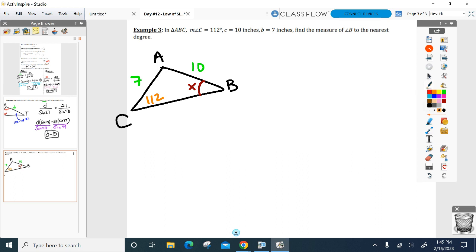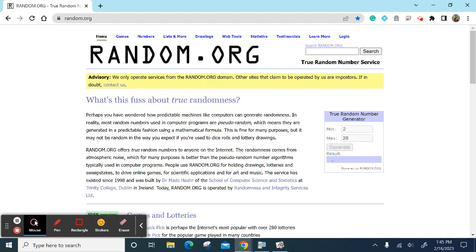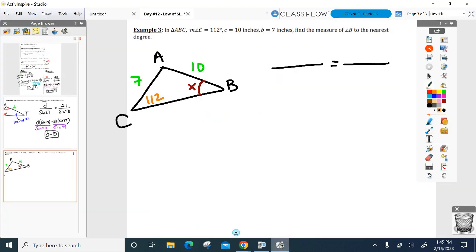All right, use your law of sines. I know we're finding an angle and not a side, but we're not changing anything here. Give me one side and an angle you want me to throw in there. 7. Okay, stop. What am I going to put at the bottom of this? Sine of B.